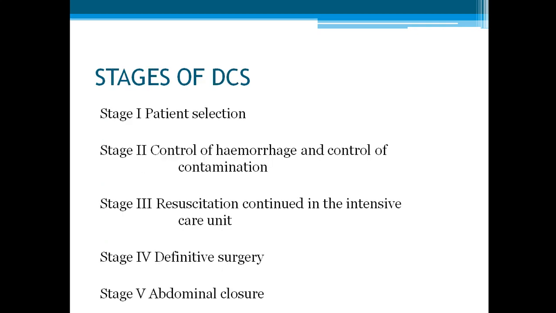Now, what are the stages of damage control surgery? Stage 1 is the patient selection. Stage 2 is the control of hemorrhage and control of contamination. Stage 3 is resuscitation continued in the intensive care unit. Stage 4 is definitive surgery, and stage 5 is the abdominal closure. So it's step by step: patient selection, control of hemorrhage and contamination, resuscitation in ICU, definitive surgery and closure of the abdomen. Those are the stages of damage control surgery.